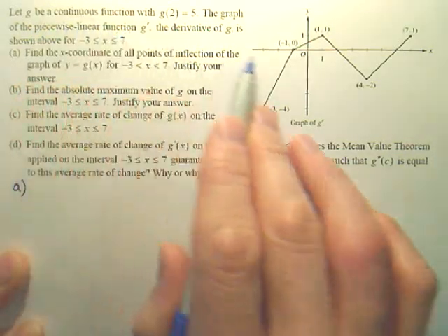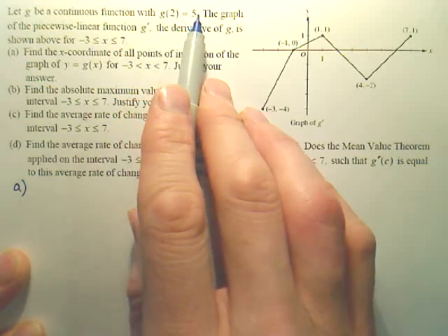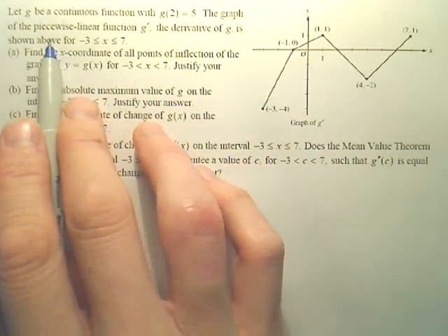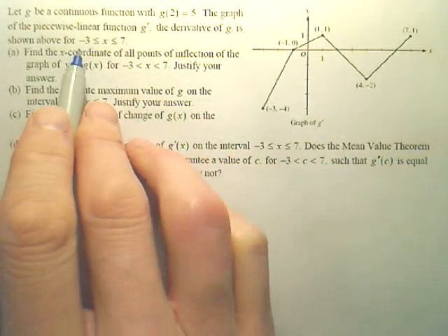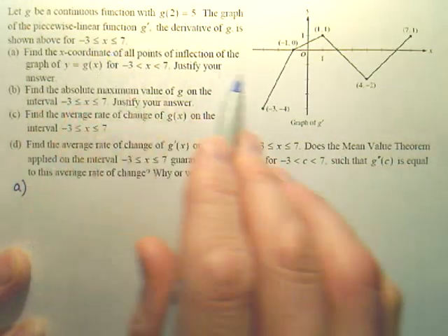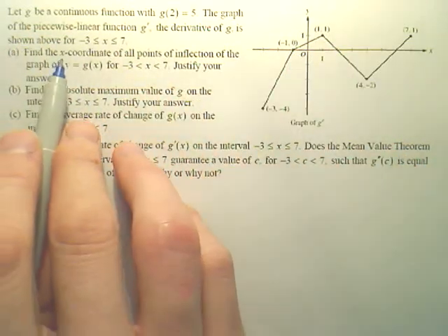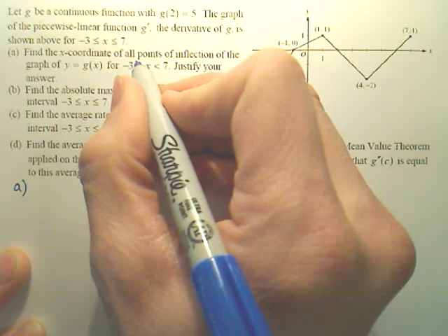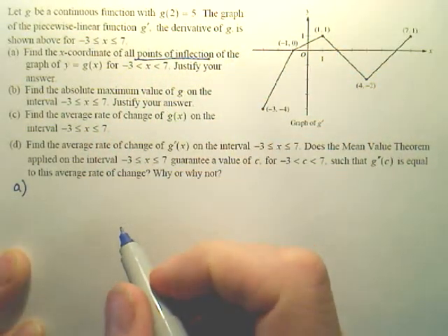G is a continuous function. At 2, G has an output of 5. This is a piecewise graph of G prime from -3 to 7, so this is a graph of the derivative of G. Find the x-coordinate for all points of inflection and justify your answer.